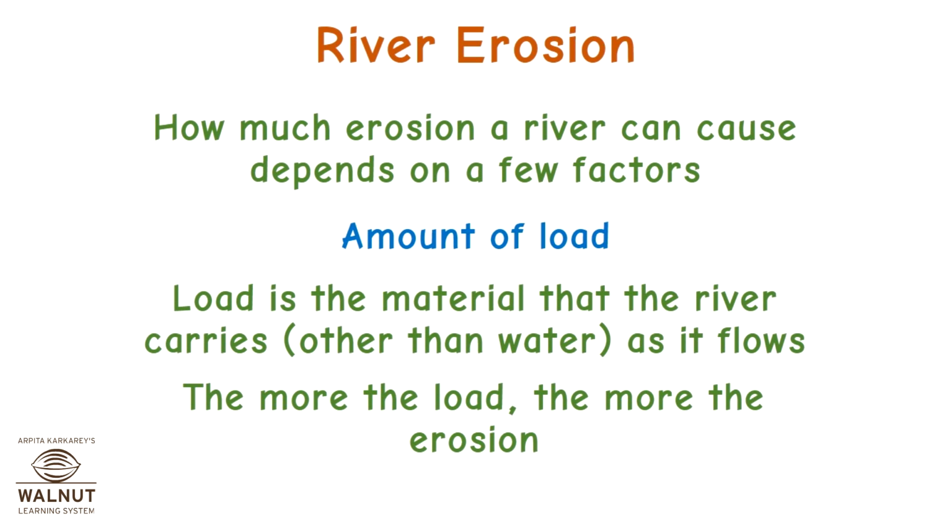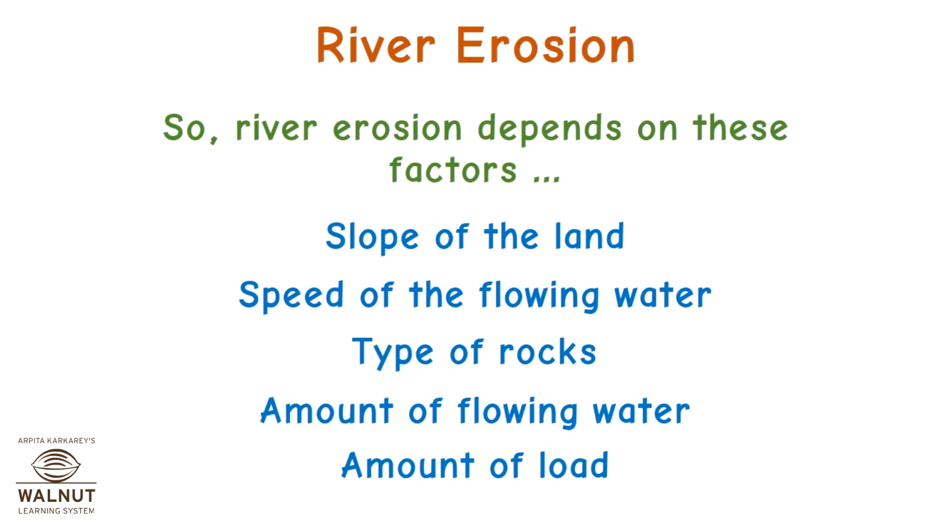How much erosion a river can cause depends on a few factors. Amount of load. Load is the material that the river carries other than water as it flows. The more the load, the more the erosion. So, river erosion depends on these factors: slope of the land, speed of the flowing water, types of rocks, amount of flowing water, amount of load.